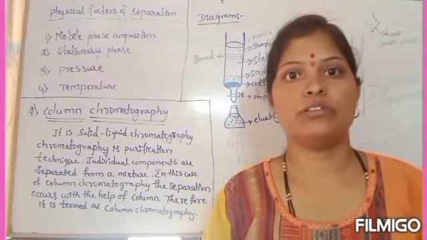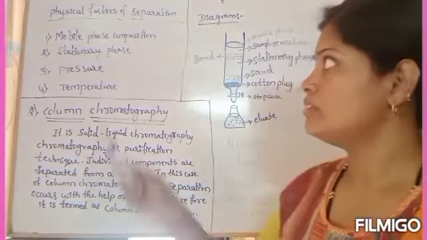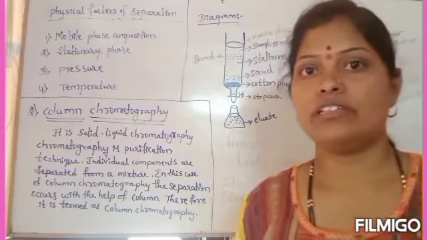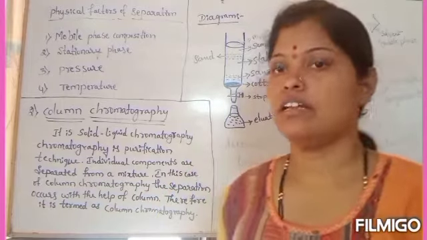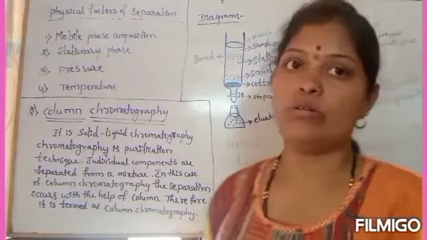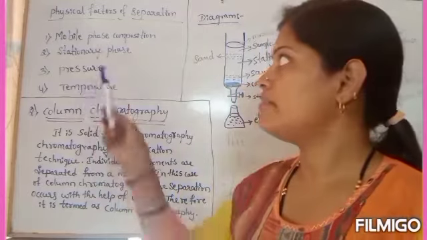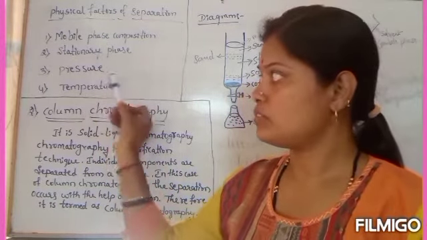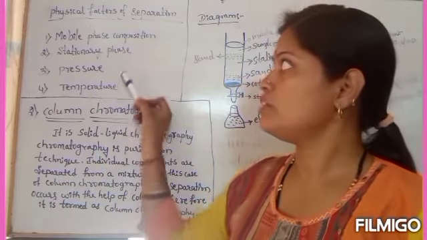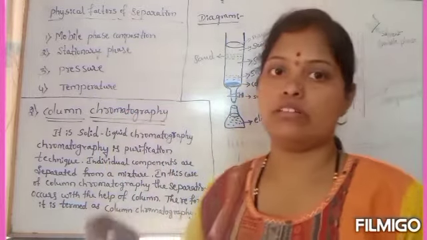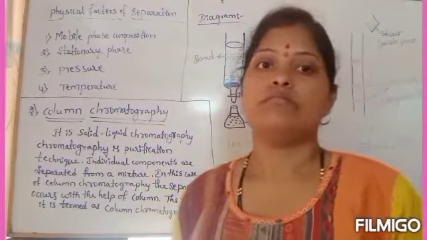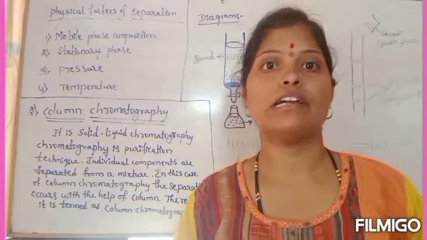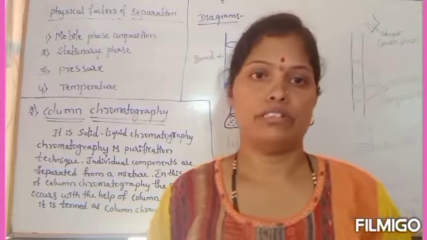So next we'll continue. The next topic is physical factors of separation. Some factors affect the process of chromatography. Those factors are mobile phase composition, stationary phase, pressure, and temperature. Variation of all these four factors will affect the process of chromatography, and we will not get the purified component.